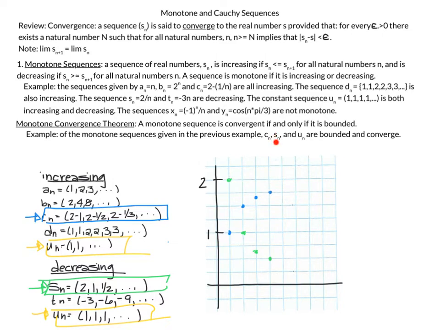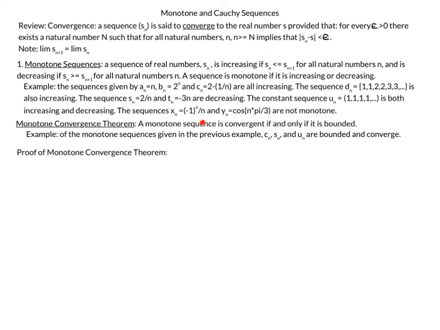We can also see that s_n, which is over here and which I have graphed down here, is bounded by 0, because as n gets larger, this value is getting closer and closer to 0. And then u_n is also bounded. Since it's constant at 1, it's bounded by any number greater than or less than 1. The monotone convergence theorem does make intuitive sense in that if something is monotone increasing, it's not going to converge if it keeps growing unbounded. So to be convergent, it also has to be bounded, and similarly for a monotone decreasing sequence.